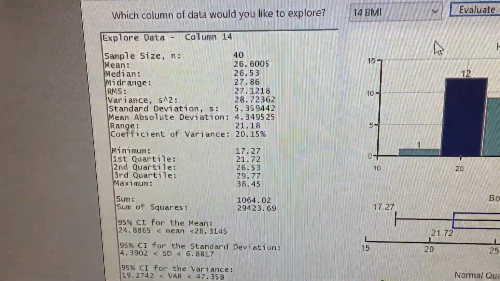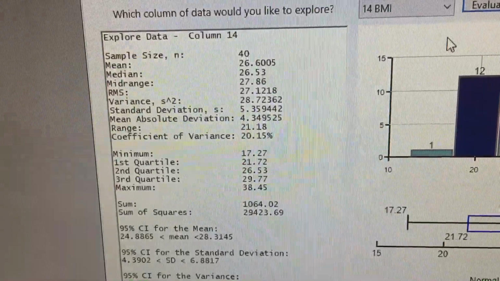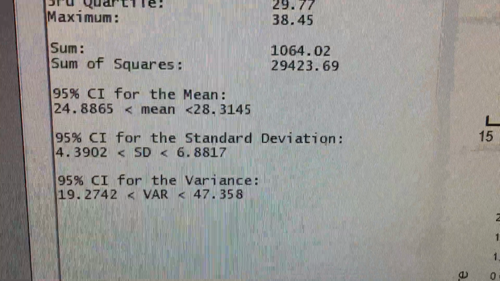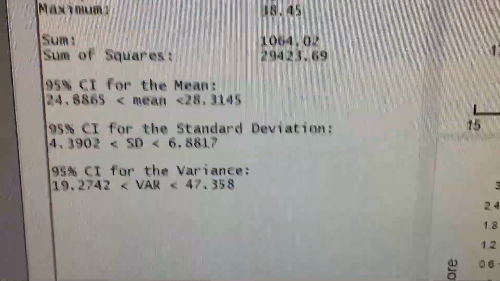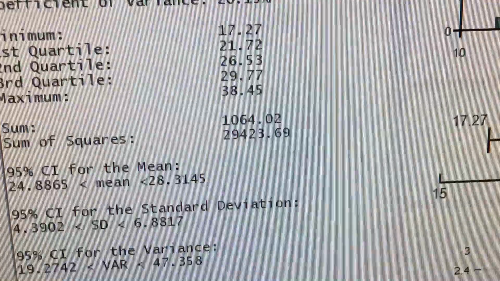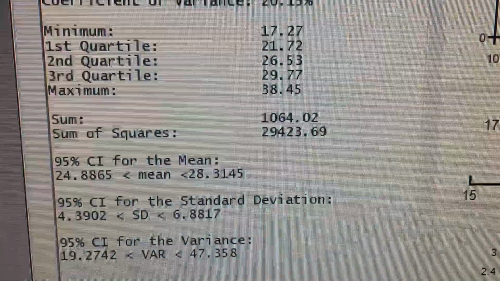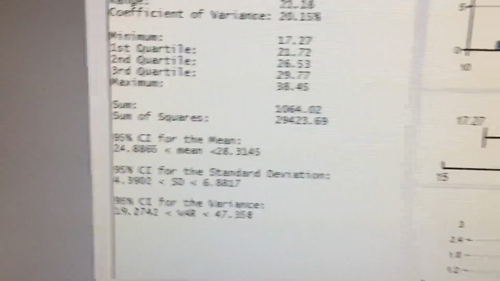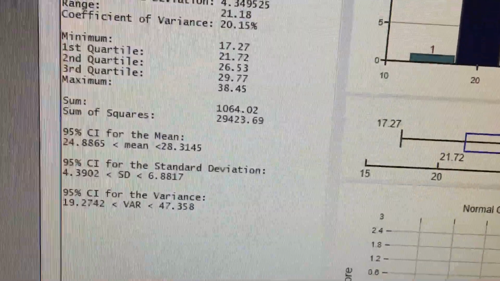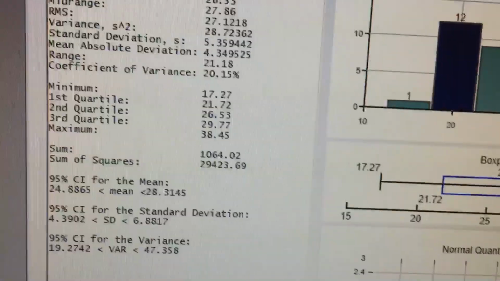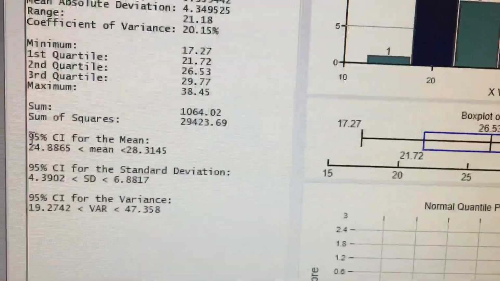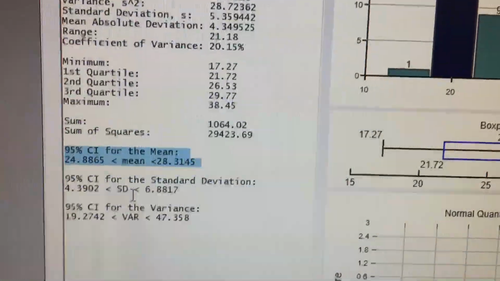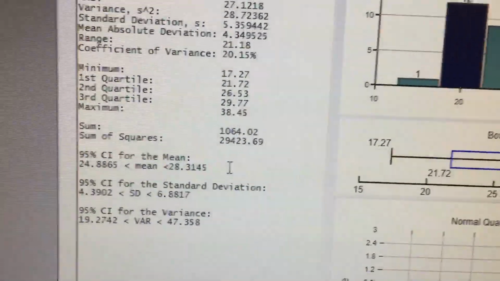Now, you know something else here? Look right here. Confidence intervals. And I think in that sample problem, we're doing a 95% confidence interval. So guess what? Here's your 95% confidence interval right here, if I can get to it. Here it is. That I have highlighted, that's your confidence interval there.